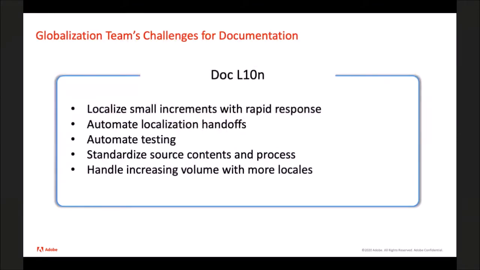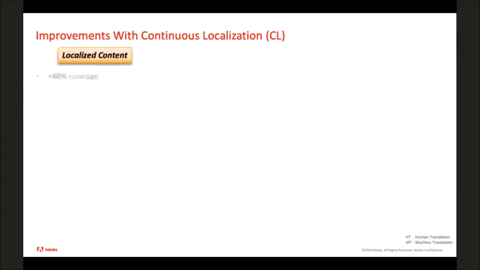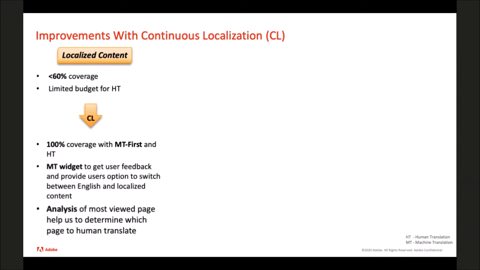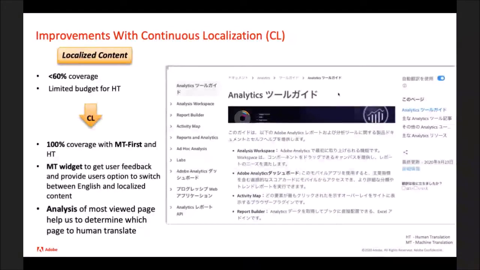To take up this challenge, we have added a lot of improvements on our end with continuous localization. Before continuous localization, less than 60% of the content was covered for localization. We had a very limited budget for human translation. With continuous localization, 100% of the content is now translated with an MT first strategy, followed by HT.